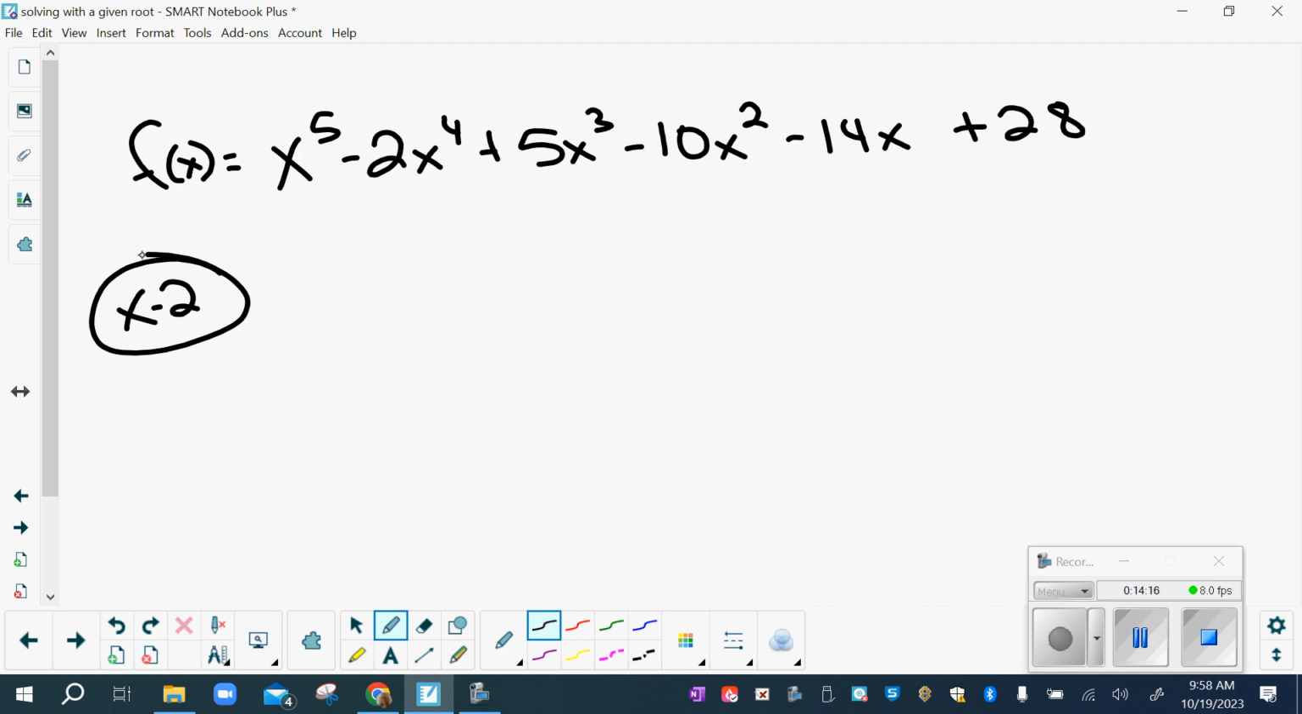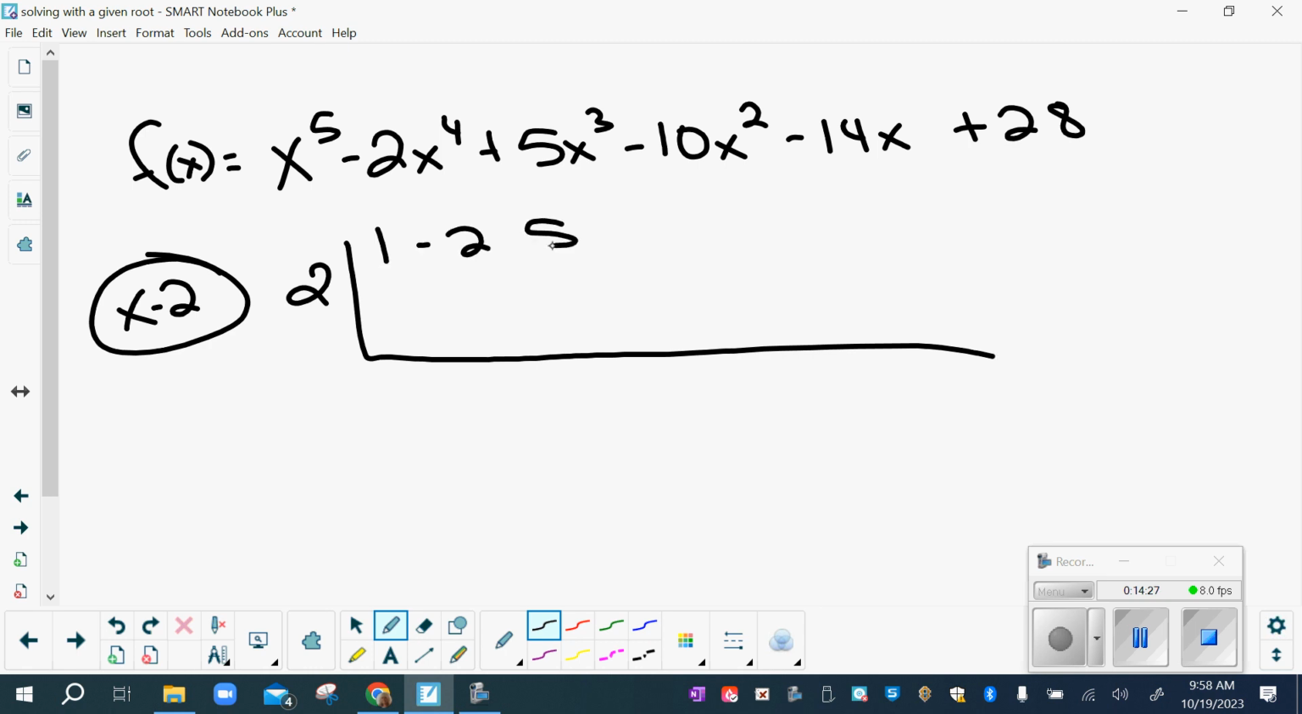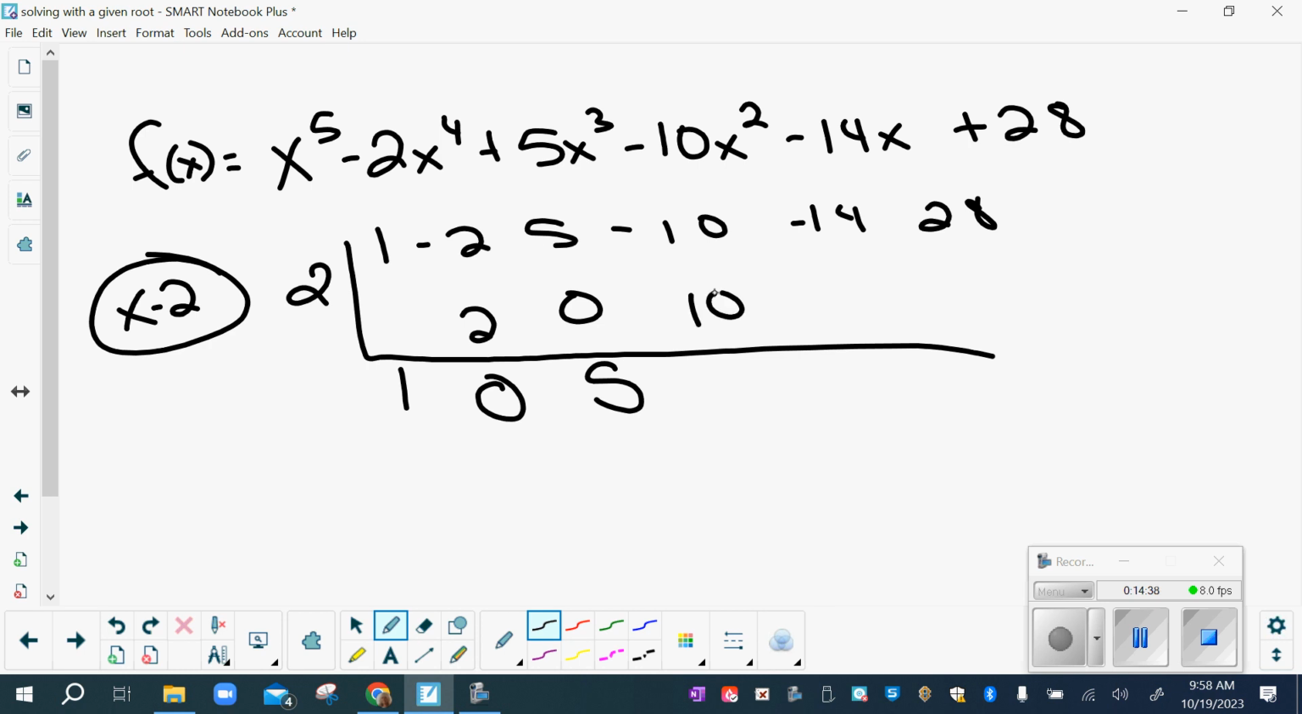So we're going to talk our way through this one. You're getting to a point right now where you're like, what? Here we go. If you can keep working, I'm going to just catch up with you real quick. 1, -2, 5, -10, -14, and 28. Here we go. 1, 2, 0, 0, 5, 10, 0, 0, -14, -28, 0.